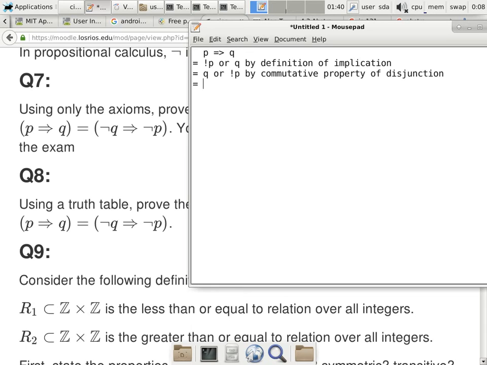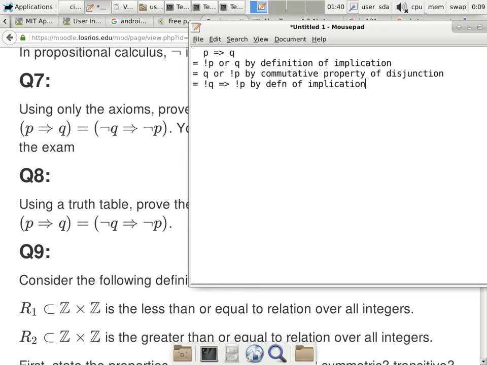Okay, so once we have this, then we can use the definition of implication again, where you negate the first item and then you keep the second item non-negated, and then you replace the disjunction with an implication. So this is the last step. The last step is really just saying, okay, let's negate the first one, not Q, implies not P. This is once again by definition of implication.